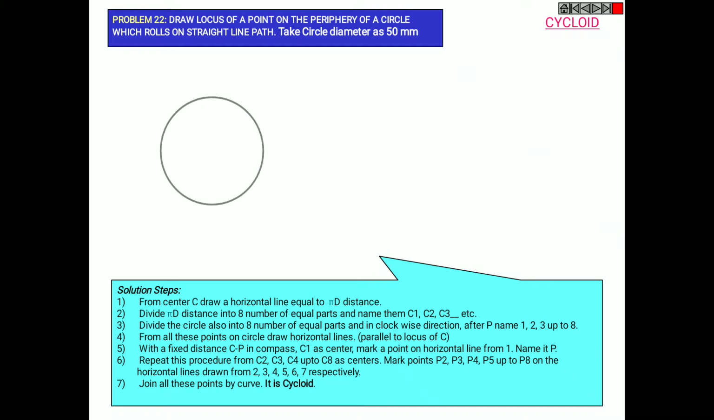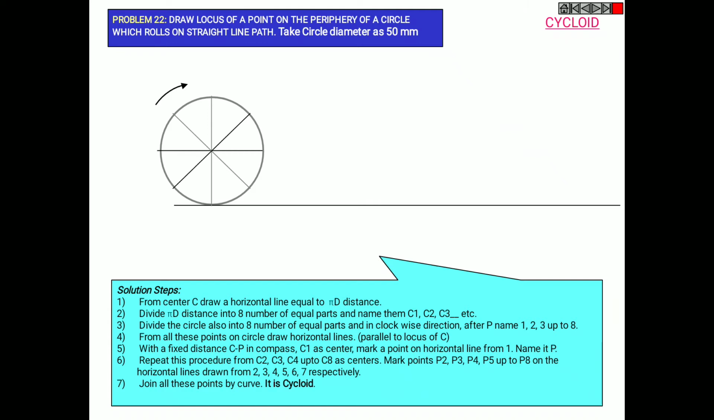Draw a circle of given diameter. Divide the circle into 8 equal parts and name them in clockwise order 1 to 8. The 8th point is P, and from the center C, draw the line through 2 and 6.